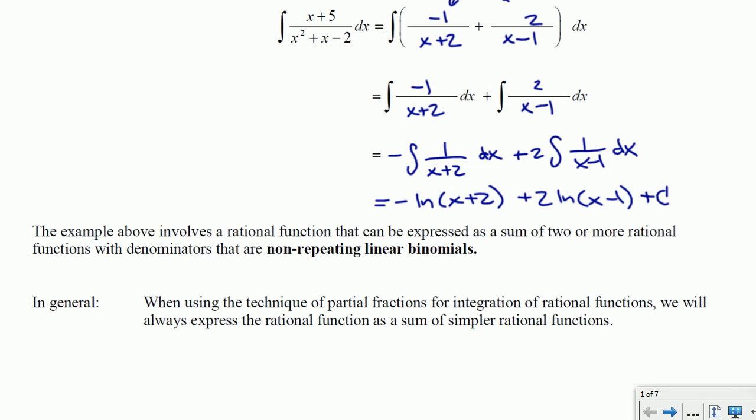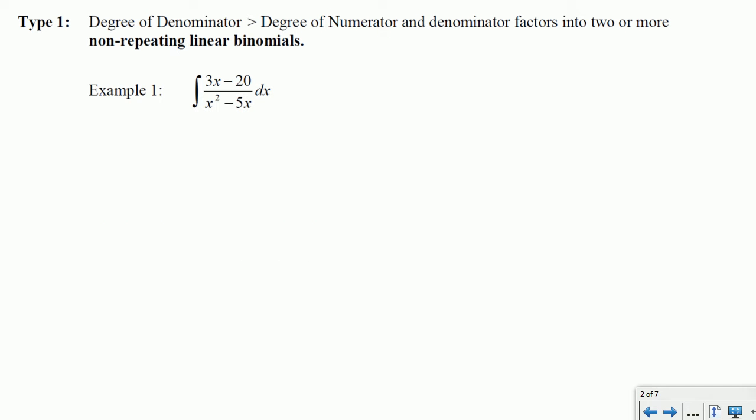So this example involves a rational function that can be expressed as a sum of two or more rational functions with denominators that are non-repeating linear binomials. In general, when using the technique of partial fractions for integration of rational functions, we will always express the rational function as a sum of simpler rational functions. So let's try another one out.